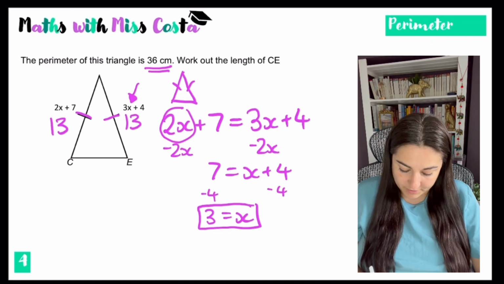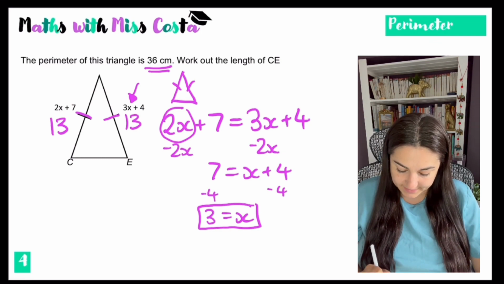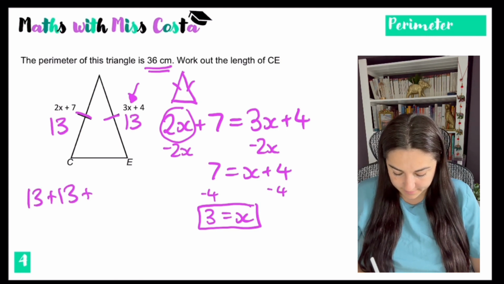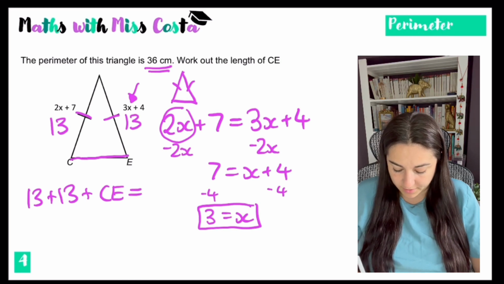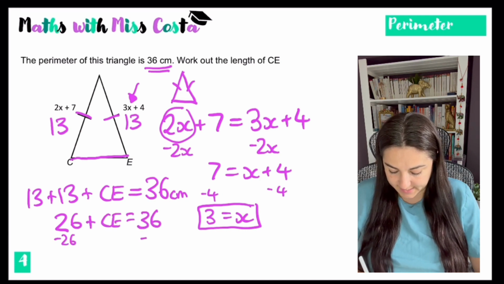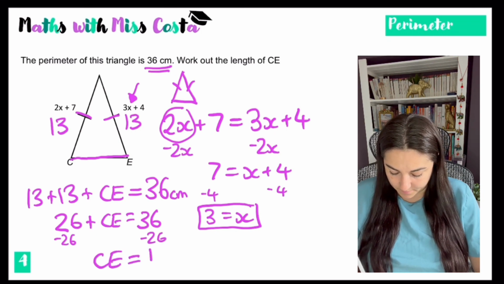Now, I'm told the perimeter of this triangle is 36 centimetres. So I know that 13 plus CE, whatever that length here is, must equal 36 centimetres. So 26 plus CE equals 36. So therefore, if I just take 26 from both sides, the length CE must be 10 centimetres.